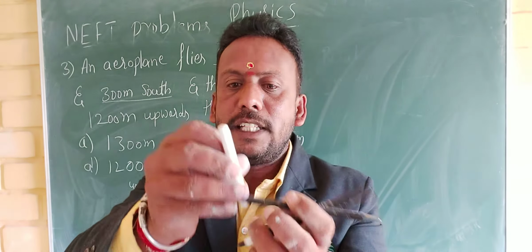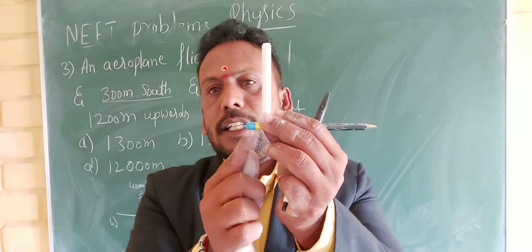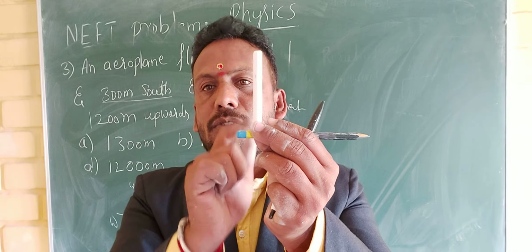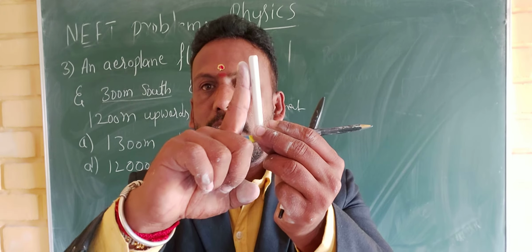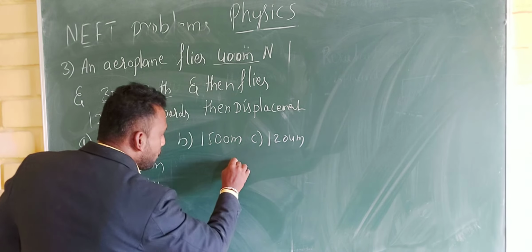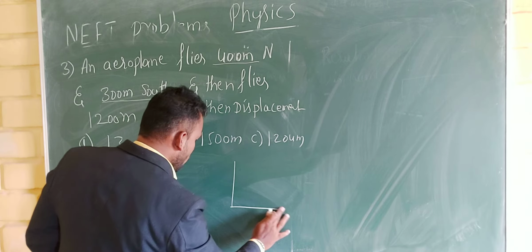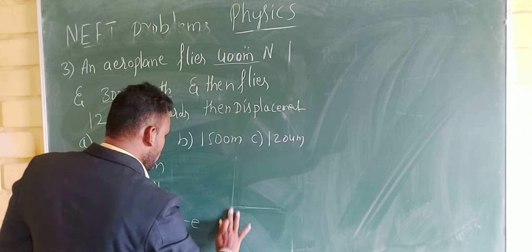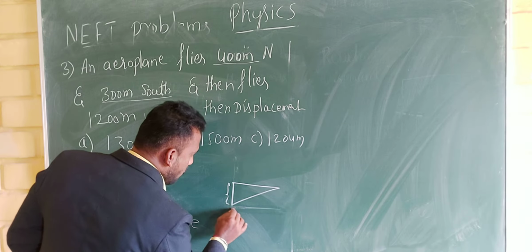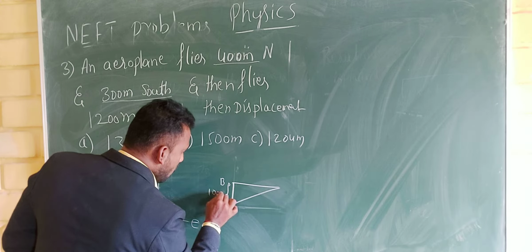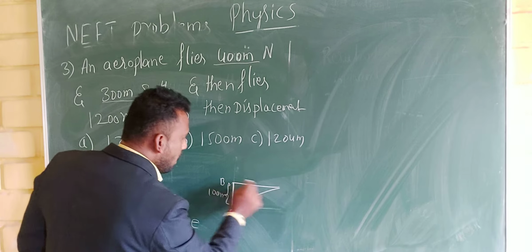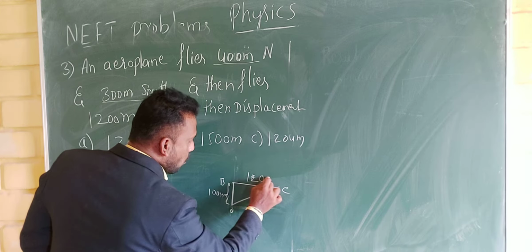Therefore there is an angle between these two. This is 100 meter and this is 1200 meter. The angle between these two is 90 degree. Therefore, the resultant displacement is like this. I will write it. This is OB, 100 meter, and this is the upward direction, OABC. The upward direction is 1200 meter.